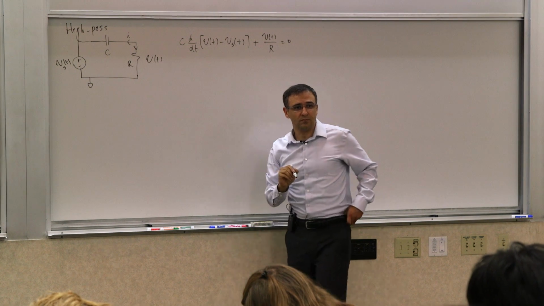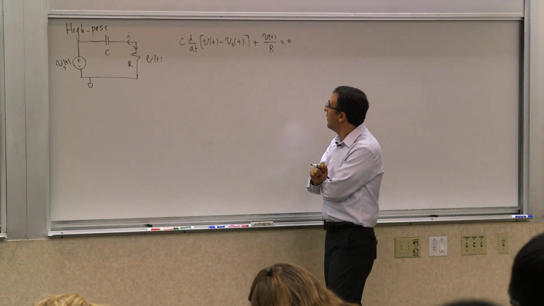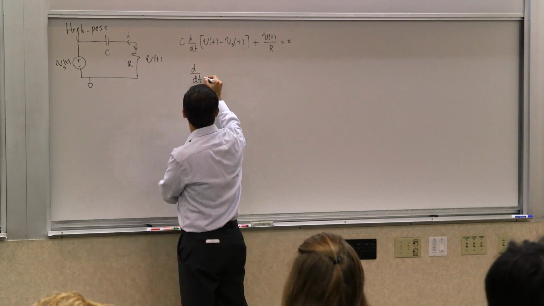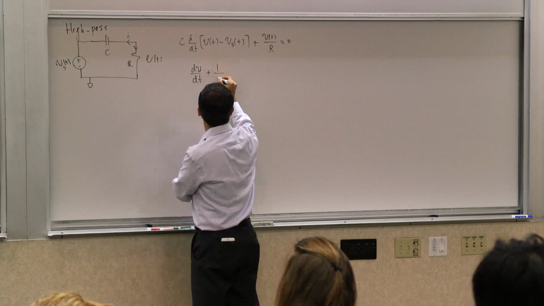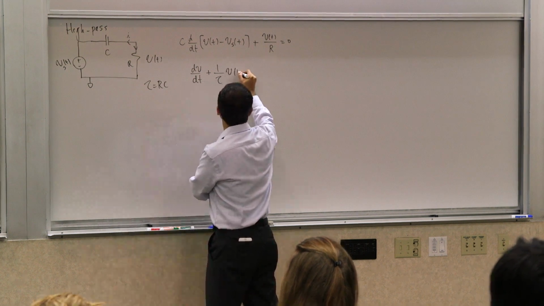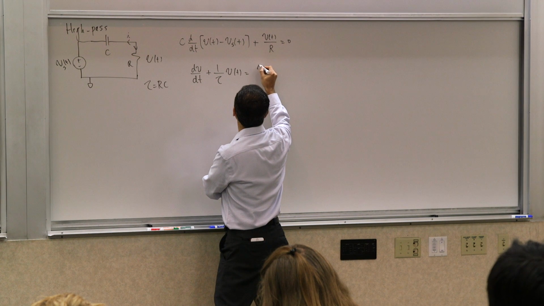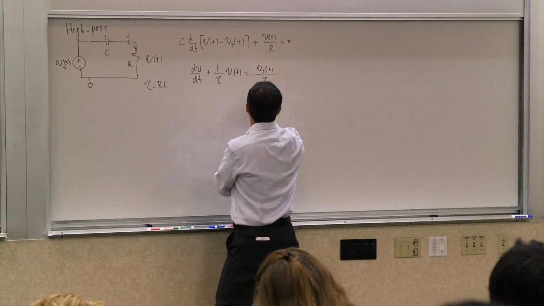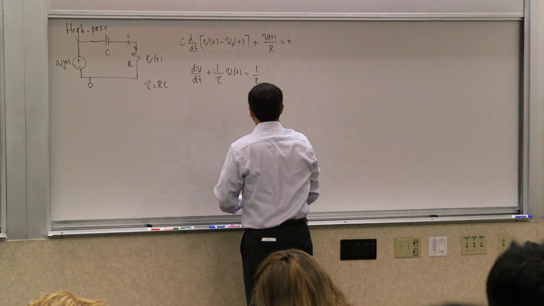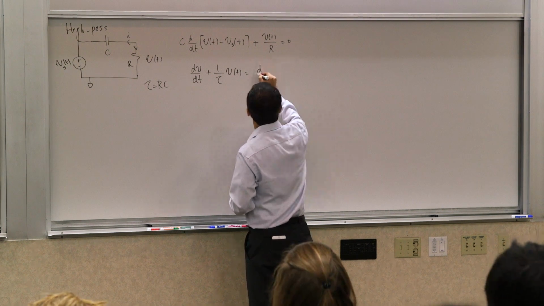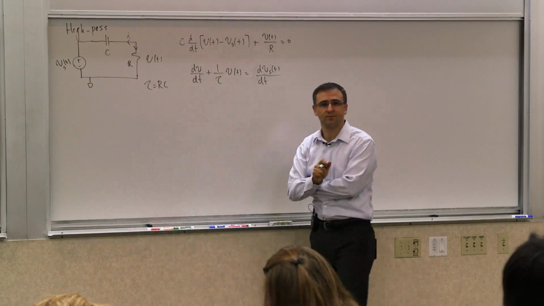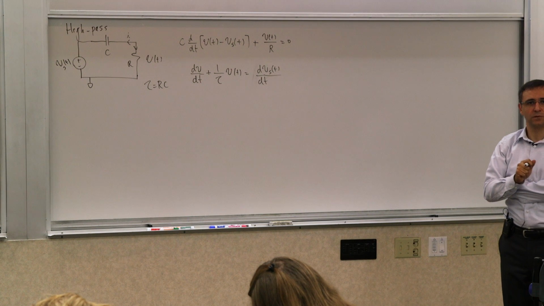Equals 0. So this is the differential equation describing this. Which, if I divide both sides by C and then reorder, I can write as dV dt plus 1 over tau, where tau we say is RC, V of t equals dVs dt. Oh, I'm sorry, no, not these. 1 over tau V of t equals d of Vs of t dt. Right? Good? Agreed?